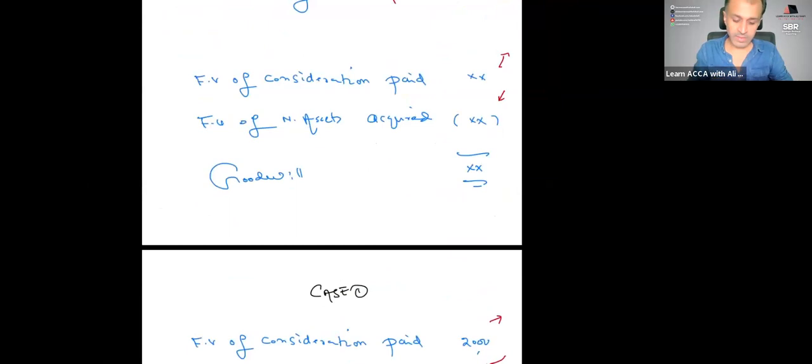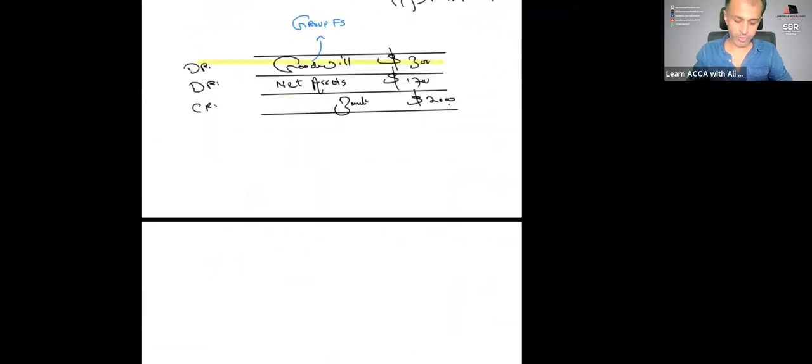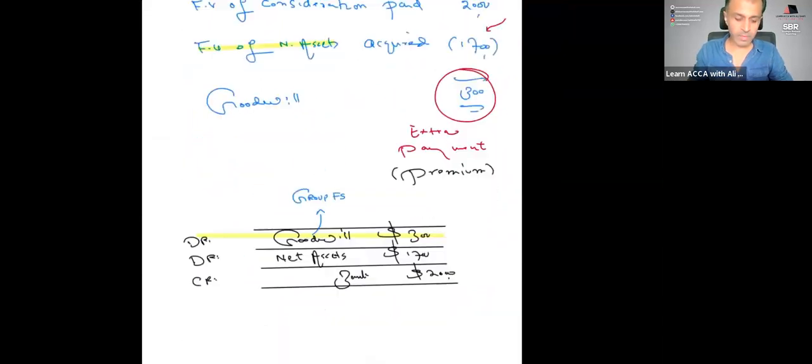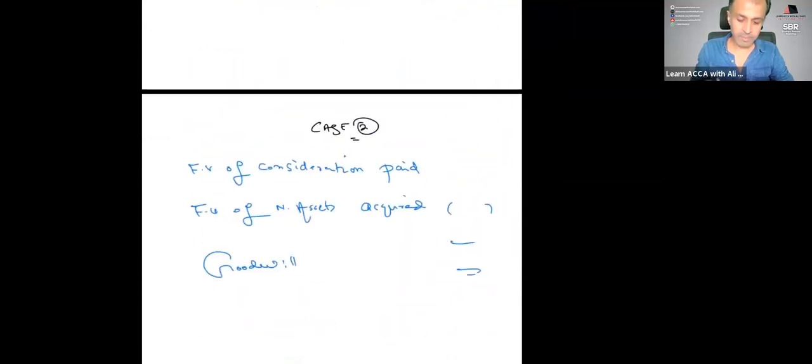Let's make another case, this time for negative goodwill, and then we will be back to our questions to apply it in more of a consolidation manner. So this is case 2. Let me fix the figures in. The payment of consideration is 5,000, but what they have got in return is 5,500. So the negative goodwill that I have found is 500.